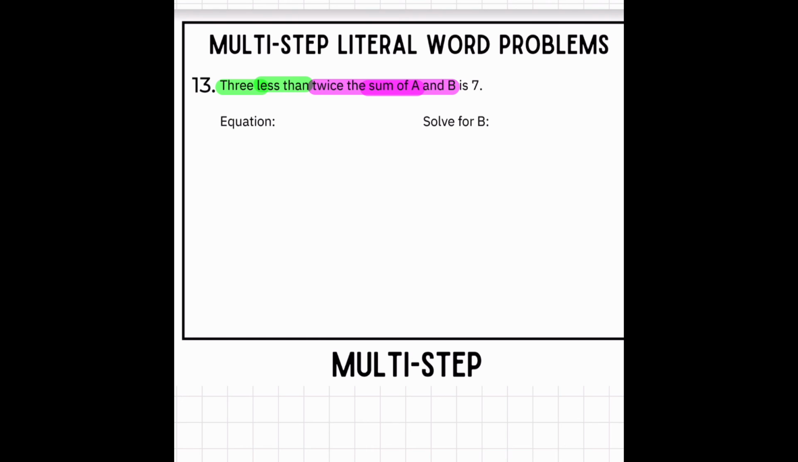So it says twice the sum of A and B. So twice, I have to multiply 2 by A and B. And we're going to have to put that in parentheses. That's the only way that we can multiply 2 times A and B. And we're going to subtract 3 from that because it's 3 less than, and that is going to equal 7. So for this particular problem, they want us to solve for B. So I have 2 times A plus B minus 3 equals 7.